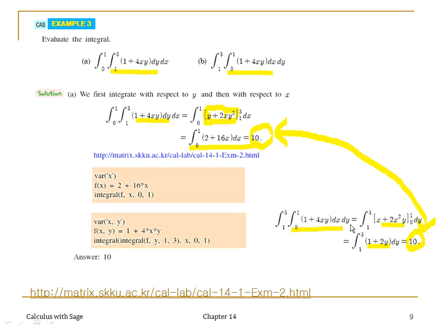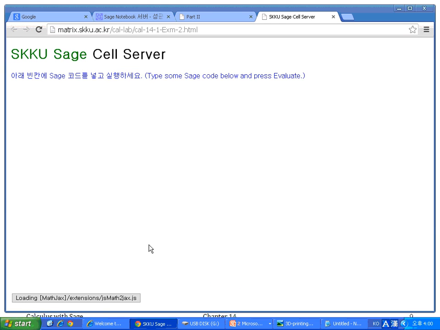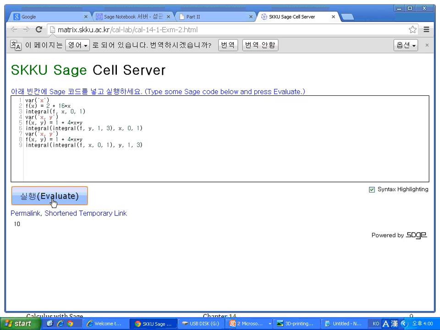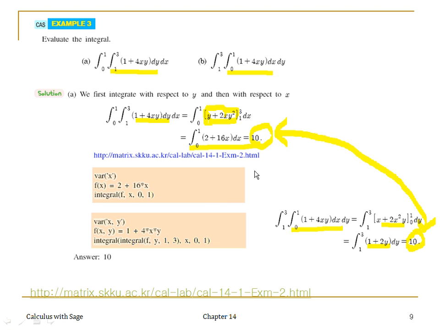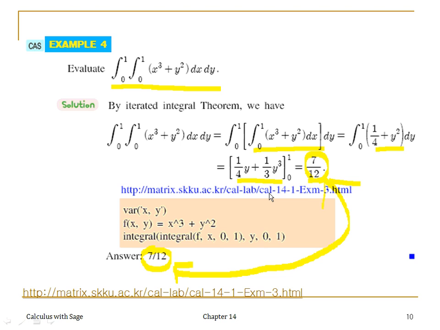Also, if we integrate this one with respect to x first, then y, then the antiderivative of this with respect to x is x plus 2x squared y, and then we find this, which is 1 plus 2y instead of 2 plus 16x, and we integrate this with respect to y from 1 to 3, which gives 10. These values are the same. The Sage code of this integration gives us the same value, which is 10. Anyway, the iterated integration works for that.